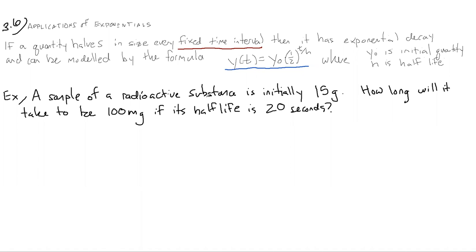So a really common example of this, we have a radioactive substance, starts off at 15 grams. How long is it going to take to reduce to 100 milligrams if its half-life is 20 seconds? So a half-life of 20 seconds is very, very fast. That would be like a highly radioactive substance.